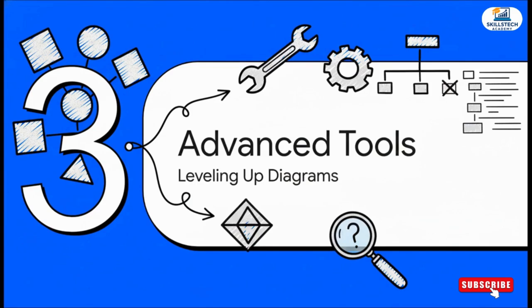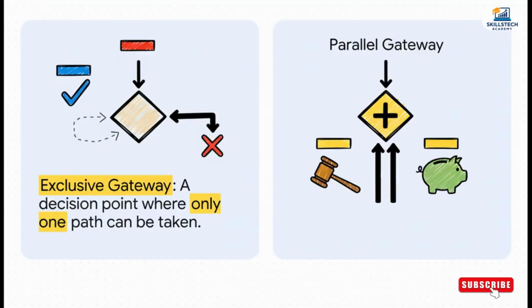Okay, so with those 5 building blocks, you can map out almost anything. But for the really complex situations, let's look at a few specialized tools that can really level up your diagrams. You see, not all gateways are created equal. The most common one you'll see is the exclusive gateway. This is where the process has to choose one path and only one.